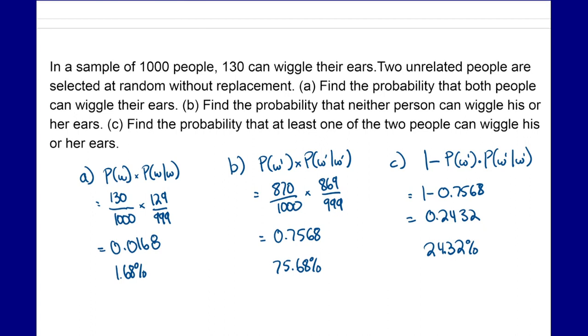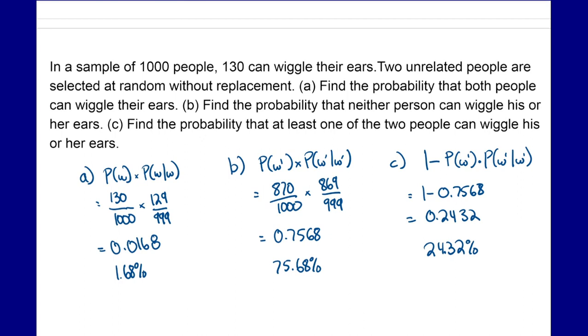And the last scenario, both people can wiggle their ears. So you have three different scenarios to add up. Again, like I said, I chose to go the other way, where I subtract the complement, which is that none of them can wiggle, which I already had the answer for in part B. So that's why I went that way. It's a little bit easier, less work to do.